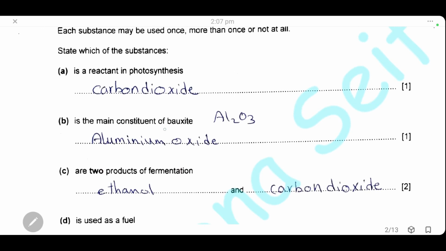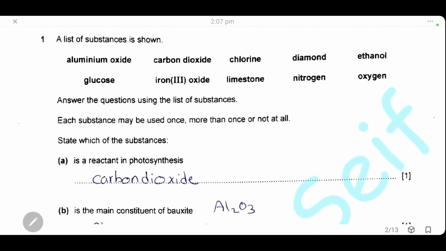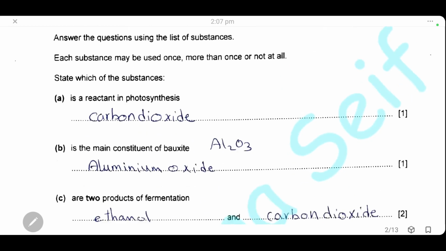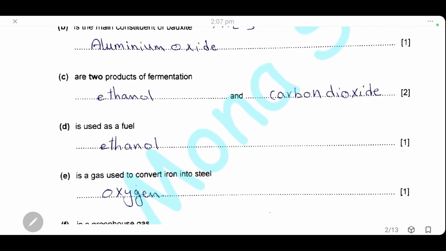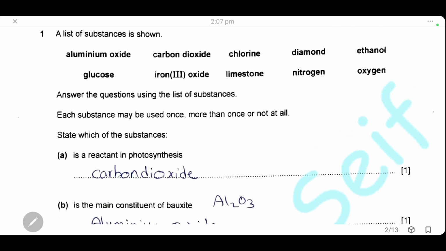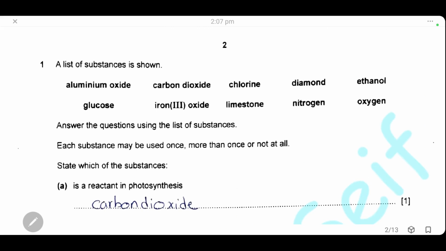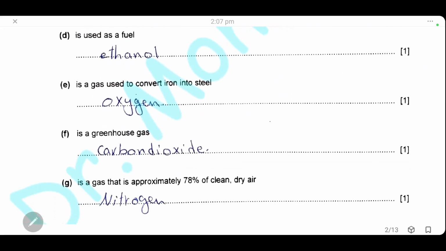Which one is the main constituent of bauxite? Bauxite is the ore of aluminium, so it is aluminium oxide. The two products of fermentation, in which we use yeast to ferment glucose, are ethanol and carbon dioxide. Which one is used as a fuel? Here we have ethanol, which can be used as a fuel.